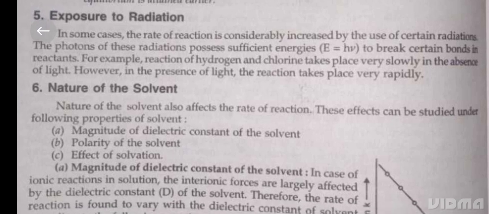Exposure to radiation. In some cases, the rate of reaction is considerably increased by the use of certain radiations. The photons of these radiations possess sufficient energies, E = hν, to break certain bonds in reactants. For example, the reaction of hydrogen and chlorine takes place very slowly in the absence of light. However, in the presence of light, the reaction takes place very rapidly.